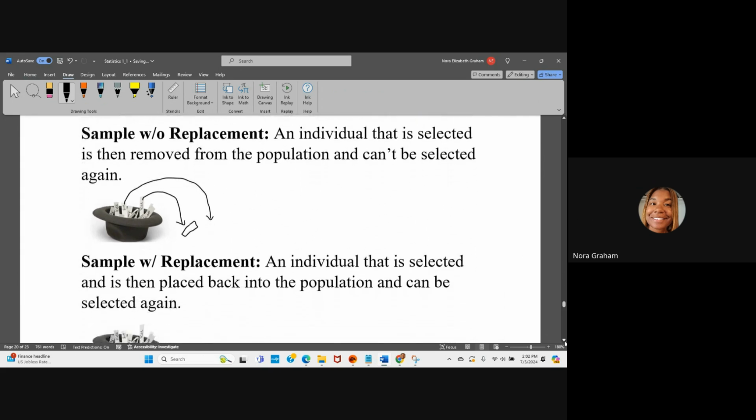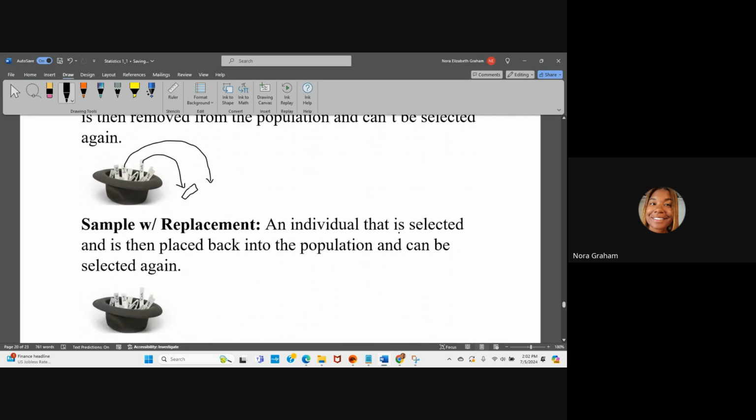And then we have sampling with replacement, where an individual that is selected is then placed back into the population and can be selected again. So sampling with replacement is like I pick this person out of the hat, and instead of leaving him out, I put him back in the hat. So for my second time drawing a name, I have a possibility of drawing that same name again. So that's sampling with replacement.